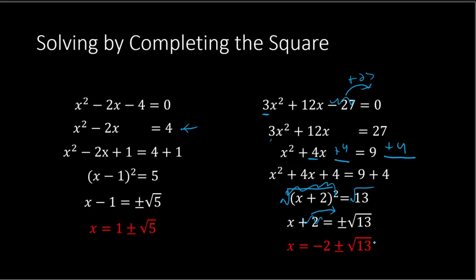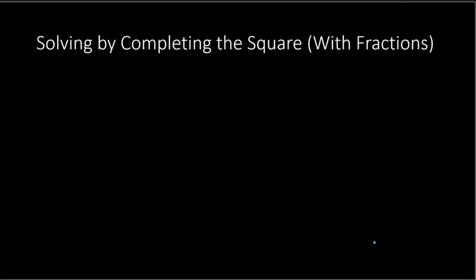We have a third example we're going to show you, and this one is going to involve fractions. So it's the same exact process, but it's a little messier because of the fractions. And here we have 3x squared minus 2x plus 4 equals 0. So one thing we need to do is bring the 4 to the right side. So always bring the constant to the right. So we do that by subtracting 4. So now we have 3x squared minus 2x equals negative 4.